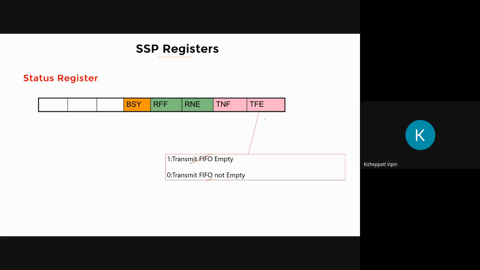Okay, why is this significant? Can someone tell me? When you write your program for this, why is this bit important? What decision will you make based on this bit?